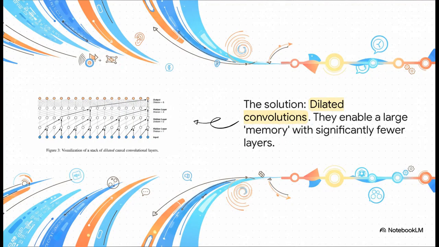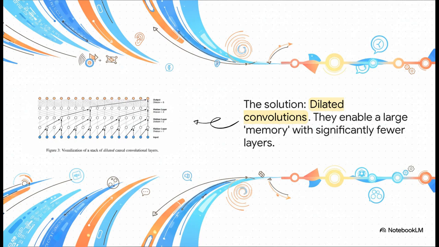And this is where the engineers got really clever. They used something called dilated convolutions. Instead of having each layer look at the sample right next to it, they programmed the layers to skip. So one layer might look at every second sample, the next looks at every fourth, and so on. It's like having telescopic vision into the past. This lets the network have a huge memory of the audio history without needing a crazy number of layers.